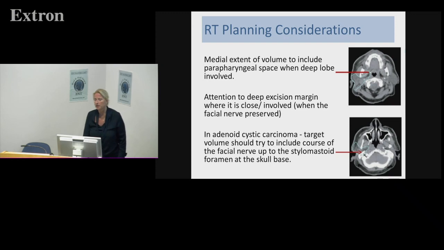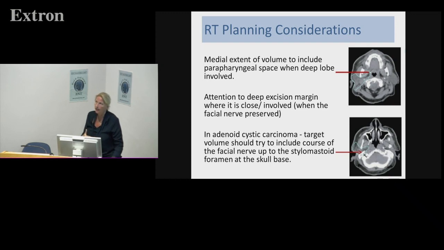So in terms of what I'm thinking about when I'm planning the radiotherapy, there are a few specifics, especially in the parotid gland. It's making sure that we include the peripharyngeal space deep, because that's often where margins can be positive and where there's a high risk of recurrence. For the same reason, it's the deep excision margin, and where that's closer involved, especially when the facial nerve has been preserved at the time of the operation.